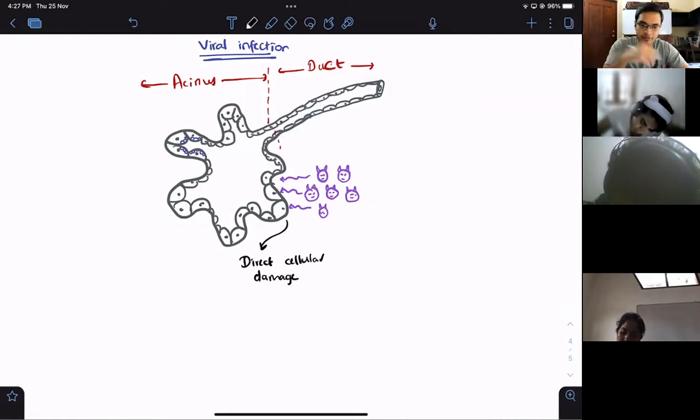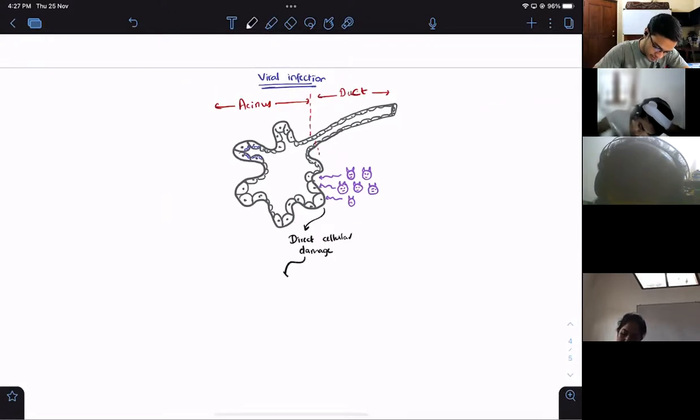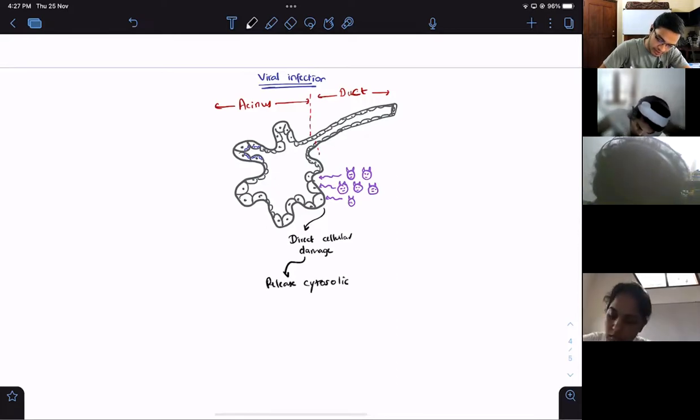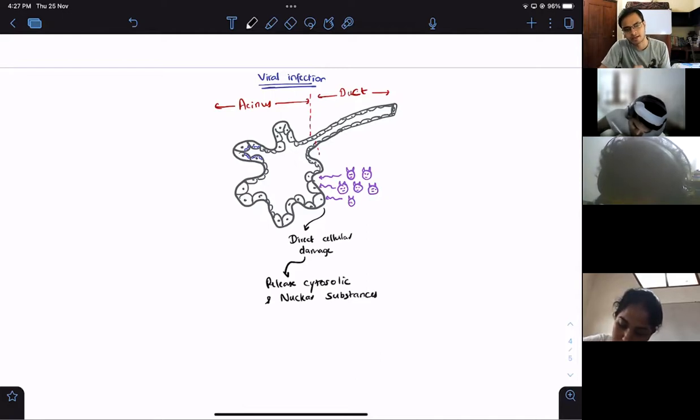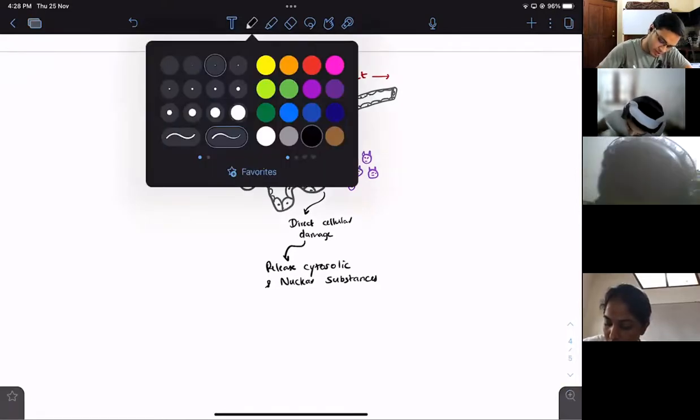The cell is going to burst, and it will do what, guys? It will release all its content to the outside. Once the cell undergoes damage, it's going to undergo apoptosis or necrosis, and then it is going to release all of its substance outside. Specifically, on cell death, they are going to release cytosolic and nuclear substances. All these cytosolic and nuclear substances will be released outside. So if we look at these substances, what are they, guys?